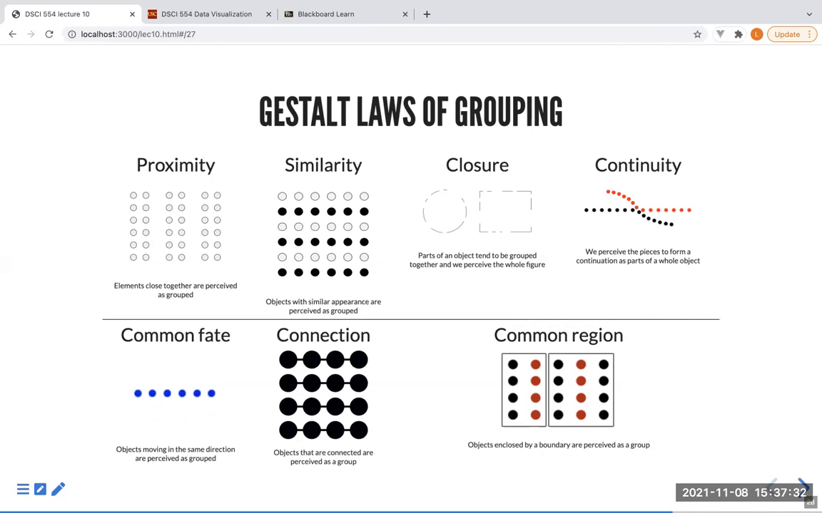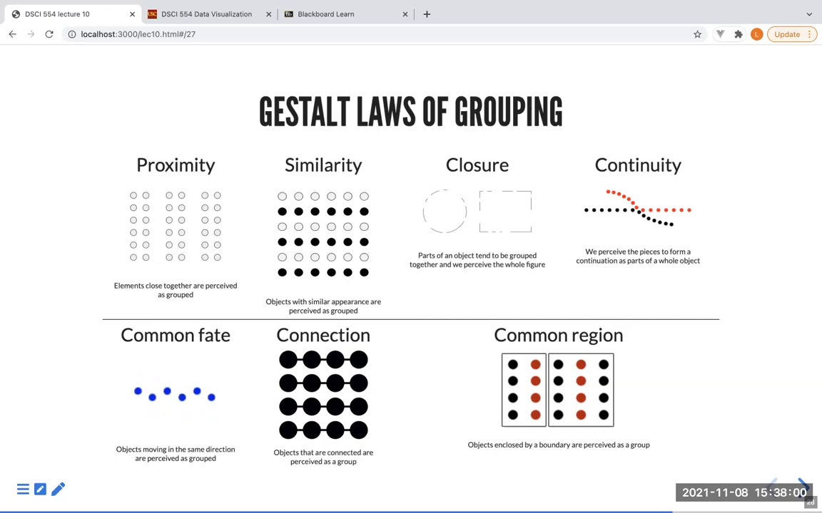Things that are looking the same, we associate them as being part of the same thing, right? So that's the similarity. And that you can use for using the same encodings between different charts. So people don't even need to think: if they look the same, it means that you're giving me the same type of information.